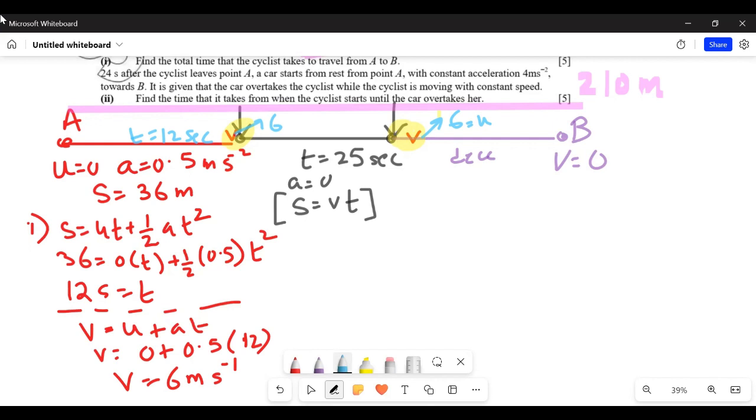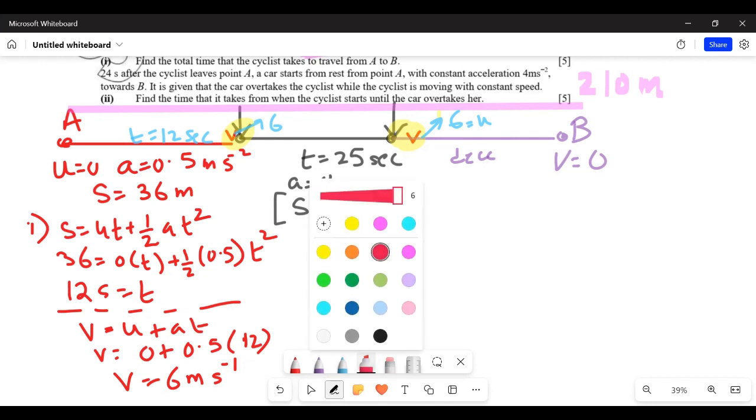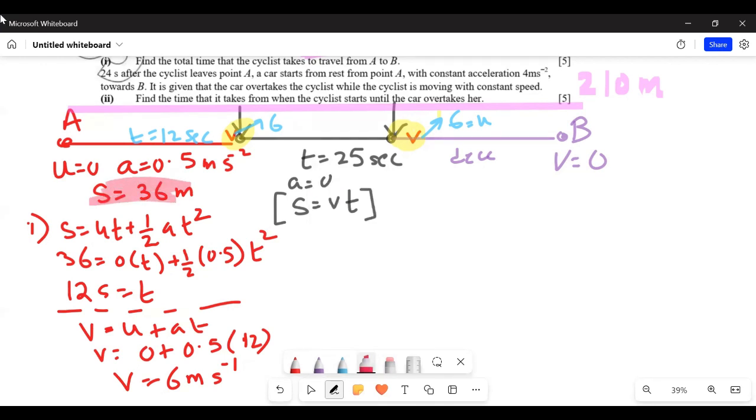So now we know U, which is 6. We know the V for the last part of the journey, which is 0, but still time nahi pata, distance bhi nahi pata, और deceleration या acceleration भी नहीं पता. अब distance हम निकाल सकते हैं. How can we find the distance of the last stage of the journey? We know the distance of the entire journey from A to B is 210 as given in the question. And also we know the distance of the first part of the journey, which is 36 meters. That's also given in the question. We can find this distance from the formula and then add the first and the second distance and subtract it from 210 to get the distance of the third part of the journey.